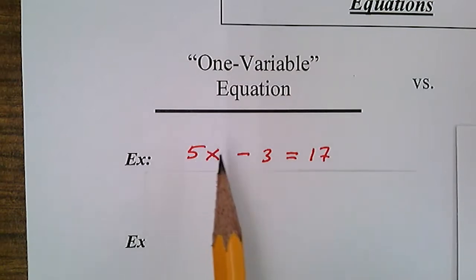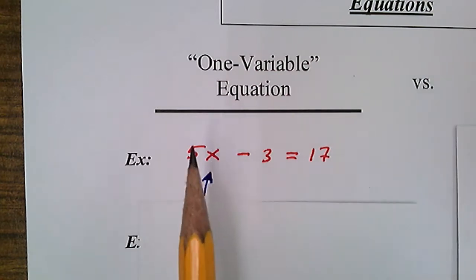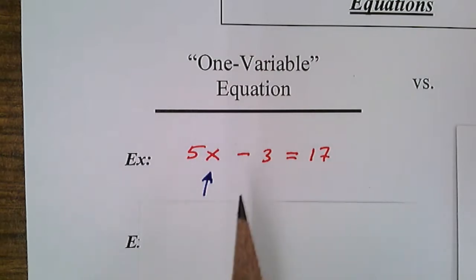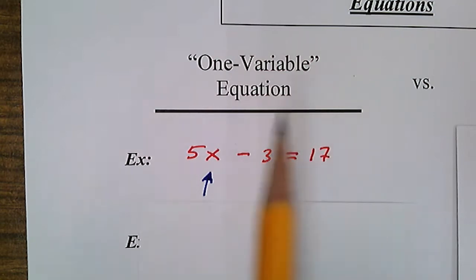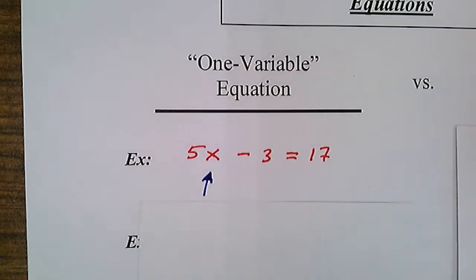I just want to point out there's one variable, right? There's one unknown. It's the variable x. If we were going to solve this, this should be pretty simple for you at this point. We would add 3 to both sides. That would make this a 20 over here. We'd have 5x equals 20, and then we would divide by 5, and x would be equal to 4. But we're not solving it. I'm just giving you an example. So this is a one variable equation.